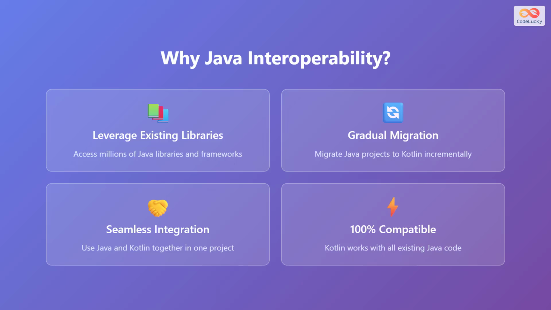Third, seamless integration means you can use Java and Kotlin together in the same project without any issues. Finally, Kotlin offers 100% compatibility with Java. Every piece of Java code you've written or used can work perfectly with Kotlin.